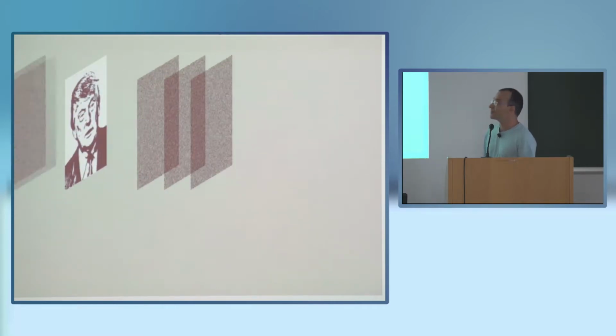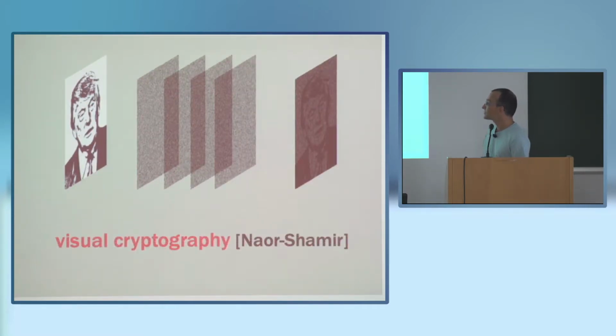OK, so look at this very carefully. Look at it again. Look again. And look again. OK? Do you see the picture? Kind of. OK. So what happened here? Well, this is an old example. It's an example that was suggested by Naor and Shamir in the early 90s.